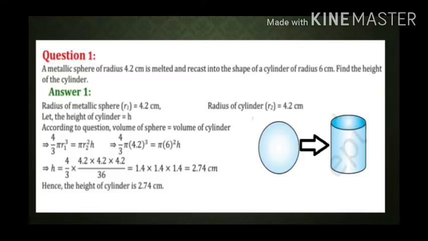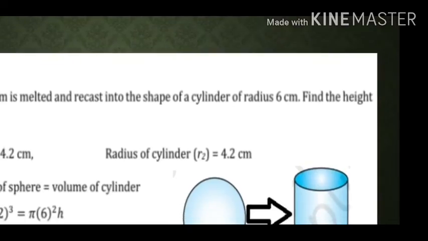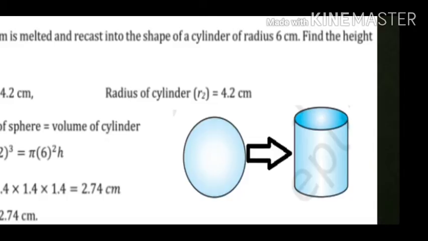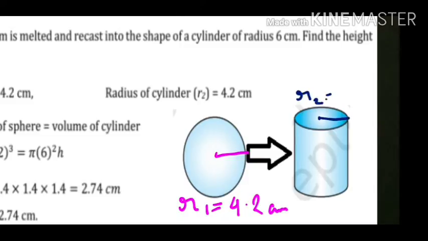A metallic sphere of radius 4.2 cm is melted and recast into the shape of a cylinder of radius 6 cm. Find the height of the cylinder. If you look at the diagram, the radius of the sphere, if I consider that as R1, is given as 6.2 centimeter, and the radius of the base of the cylinder, that is R2, is given as 6 centimeter. I am considering the height as h.